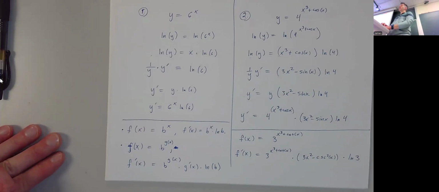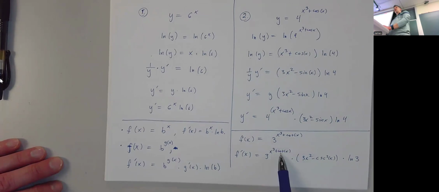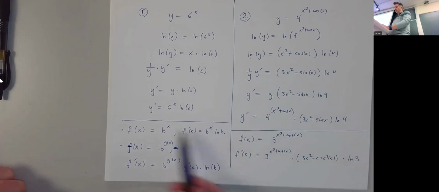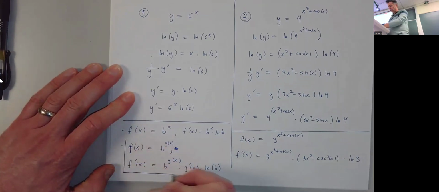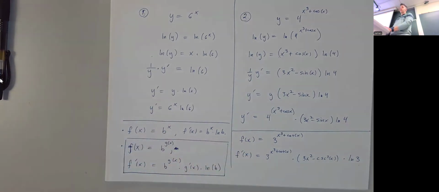That would also work if our base was e. If it was the derivative of e to the x cubed plus cotangent, we would get e to the x cubed plus cotangent times the derivative of x cubed plus cotangent times the natural log of e, which is 1. So this formula works. This is actually the most general way of writing it: if your function is some base to some g of x, the derivative is the same thing times g prime times natural log of your base.